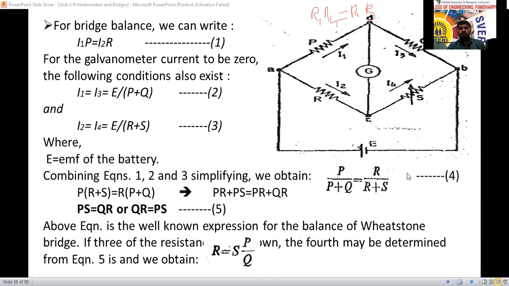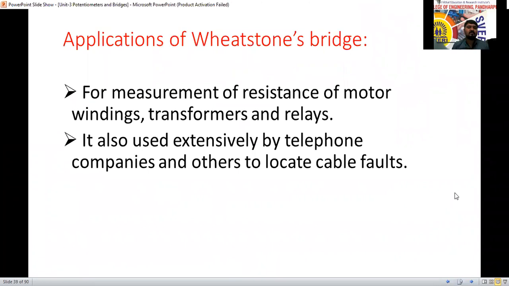So now we'll go for some applications where we are going to use this Wheatstone bridge. For the measurement of motor winding resistance, we can measure the winding resistance of a motor. And it is used by telephone companies where cable faults are there, to measure the unknown resistance. We are going to use this Wheatstone bridge method.